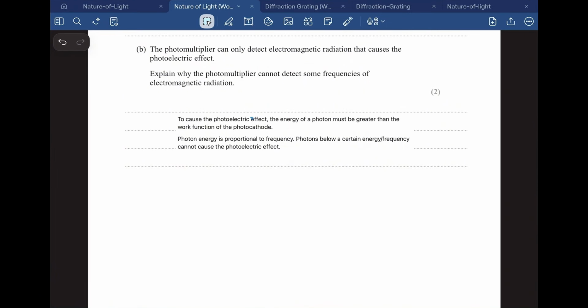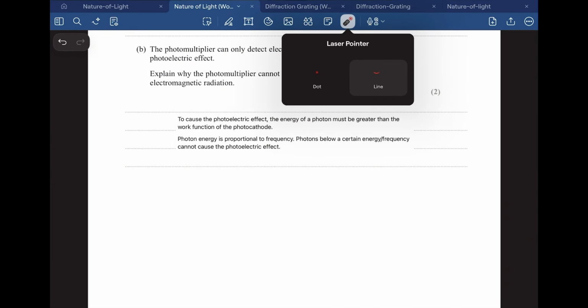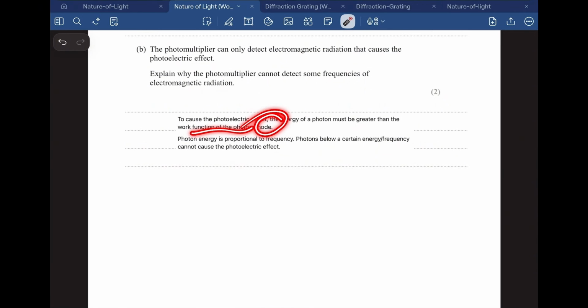To cause the photoelectric effect, the energy of the photons must be greater than the work function of the photocathode. Photon energy is proportional to frequency. Photons below a certain energy or frequency cannot cause the photoelectric effect, and that's why they won't be detected by the photomultiplier, because those frequencies are less than the threshold frequency required to cause the photoelectric effect.